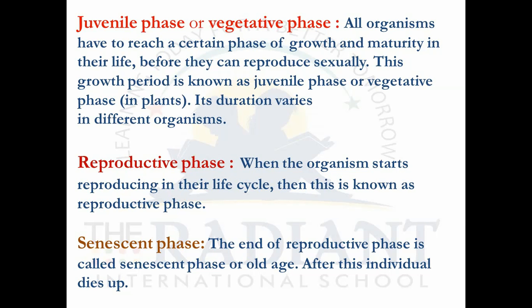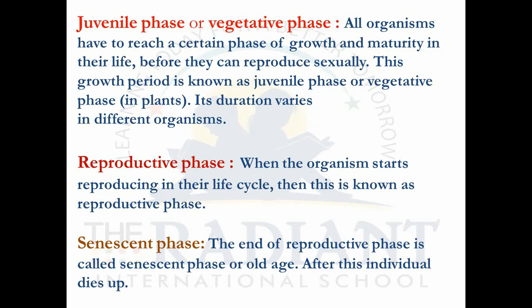Now, the second is reproductive phase. When the organism starts reproducing in its life cycle, this is known as the reproductive phase. In animals, like humans, in puberty the male and female start producing their gametes. Means they attain the maturity of the reproductive phase. Now they are able to reproduce. In case of plants, it begins with the production of flowers. Flowering is the sign of the beginning of the reproductive phase of a plant.